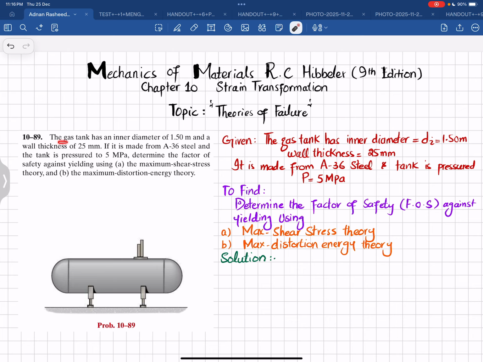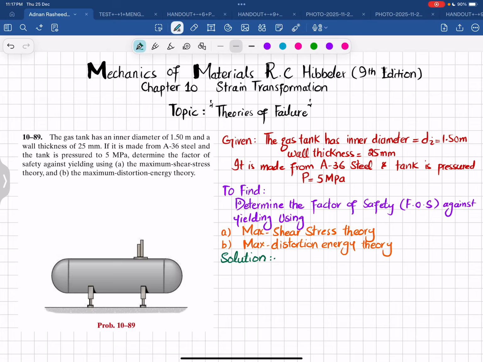So the statement is: the gas tank has an inner diameter of 1.50 meter and wall thickness of 25 millimeter. If it is made from A36 steel and the tank is pressured to 5 megapascal, determine the factor of safety against yielding using (a) the maximum shear stress theory, and (b) the maximum distortion energy theory. You can see this is the figure, a tank in which there is a pressure of 5 megapascal, the inner diameter is 1.50 and the wall thickness is 25 millimeter. So let's start with the solutions.